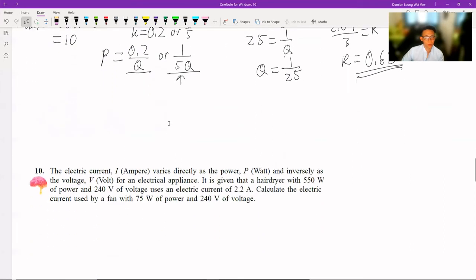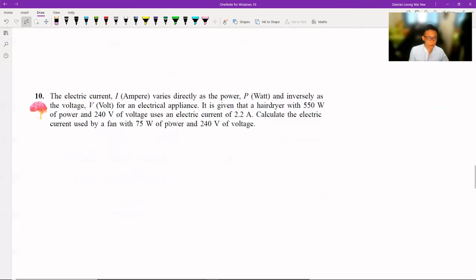Then we continue. Question 10. Electric current I, ampere, varies directly as the power P and inversely as the voltage V for an electrical appliance. It's given that a hair dryer with 550 watts of power and 240 volts of voltage uses an electric current of 2.2 ampere. Calculate the electric current used by a fan with 75 watts of power and 240 volts of voltage.